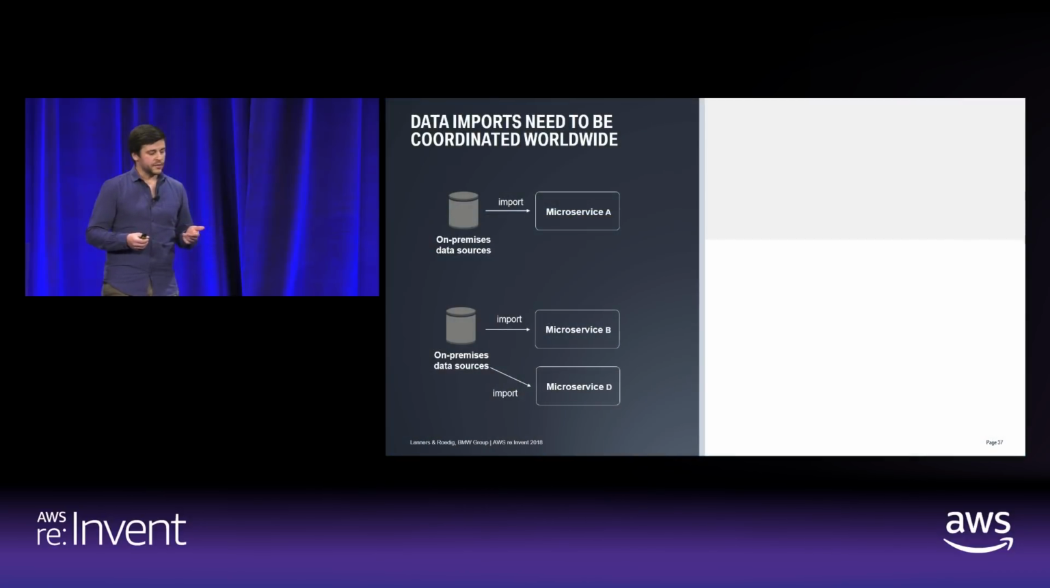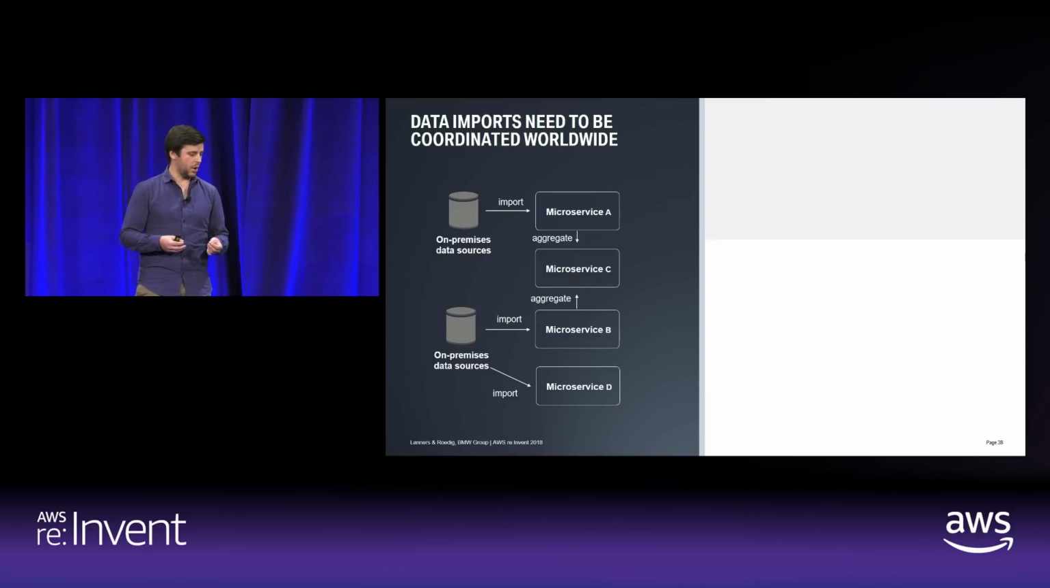We have different microservices which need the data from the on-prem data sources. For example, here, microservice A, B, and D. We also have microservices which aggregate the results of other microservices. Here, microservice C. A, B, and D can import the data almost independently, but microservice C has to wait for A and B. In a perfect world, each microservice is independent, but in reality, even if you're on a greenfield, it's not always feasible.